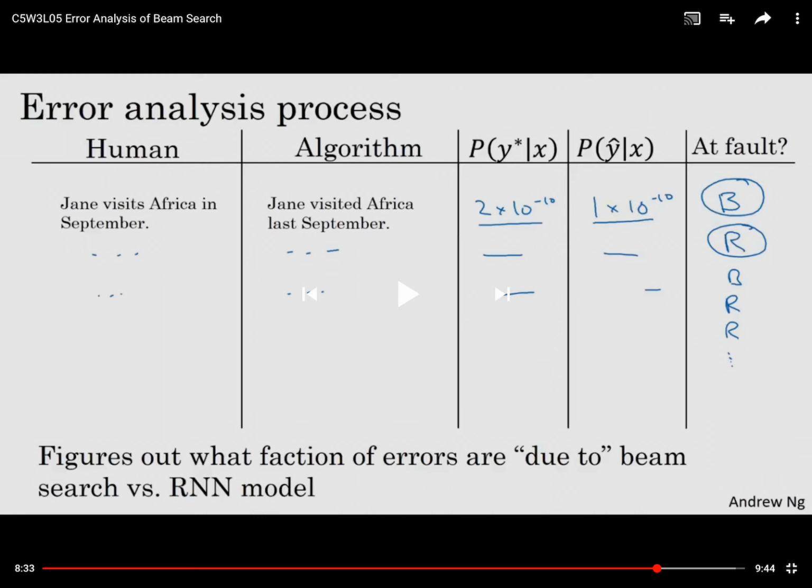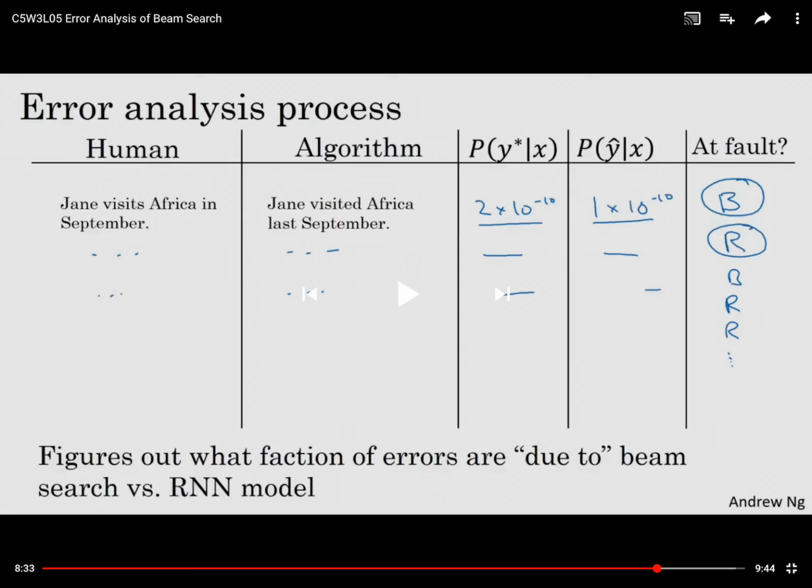Okay, so for each of our training cases, we can do this kind of evaluation of which fault this belongs to. If decoding beam search is the main cause of our misprediction or lower performance, then there is not much that we can do, right? Because beam search is imperfect.